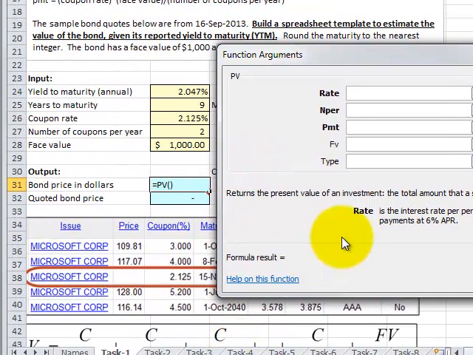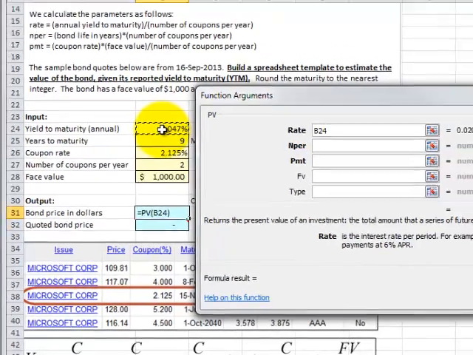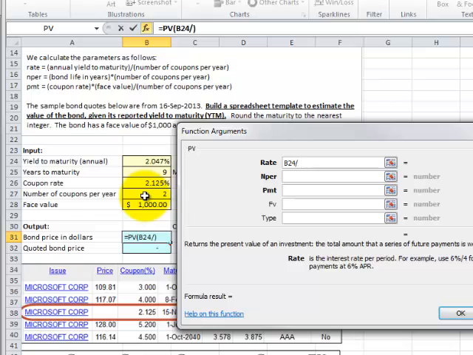The first argument here says rate. Rate is actually the yield to maturity, which is 2.047%, divided by the number of coupons per year in order to get a semi-annual rate. We see the numerical value here. It's a little less than 1%.